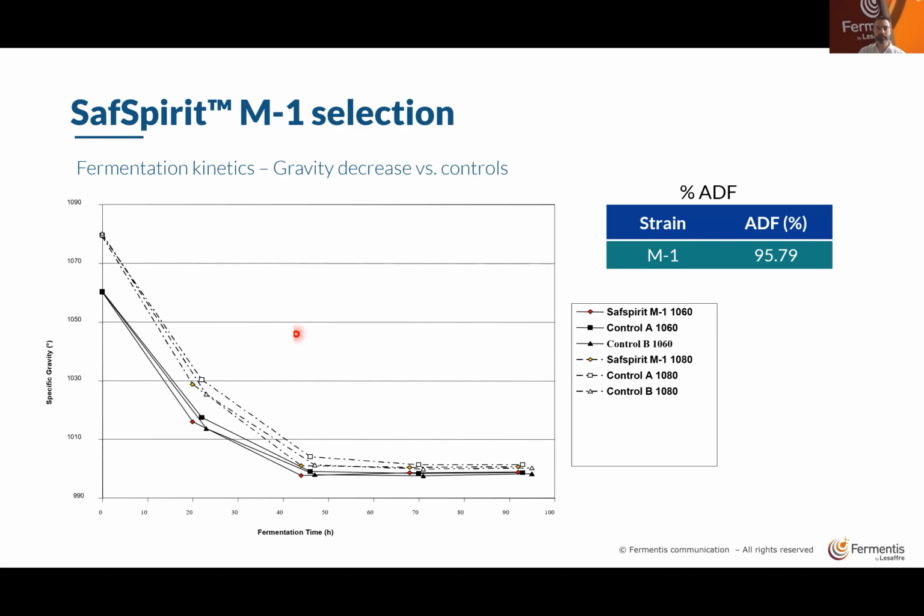If we look at the fermentation kinetics, in dotted line you have the high gravity, and the plain line is the lower gravity. As you can see, there was absolutely no difference between the two reference yeast strains and the Saspirit M1, and they all had an average of 95.8% of fermentation.